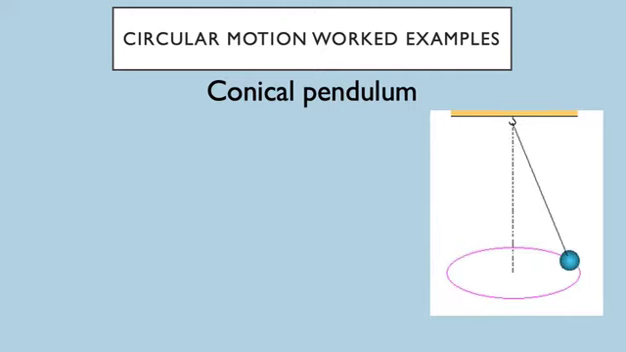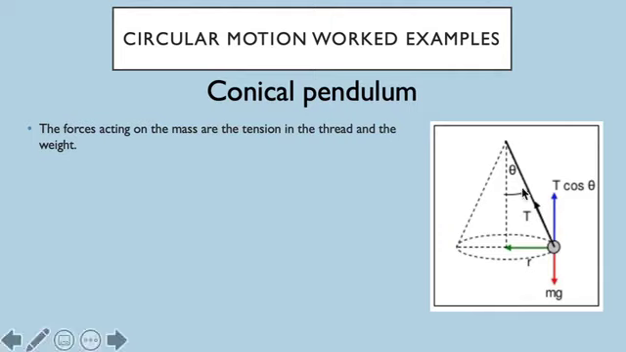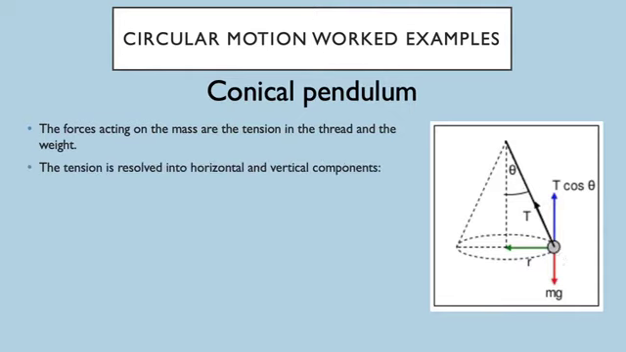So this is a pendulum, but it's being swung around like this. We call this kind of pendulum a conical pendulum because it's sweeping out this cone shape, isn't it? So a conical pendulum like this will have these kinds of forces. The forces acting on the mass are the tension in the thread and the weight. So you've got the tension in the thread going up there and the weight going down there. The tension is resolved into horizontal and vertical components.